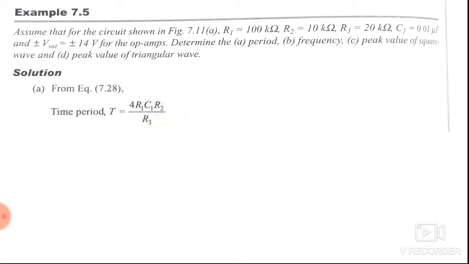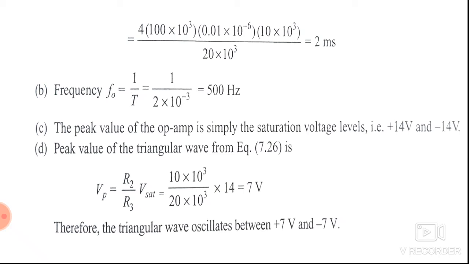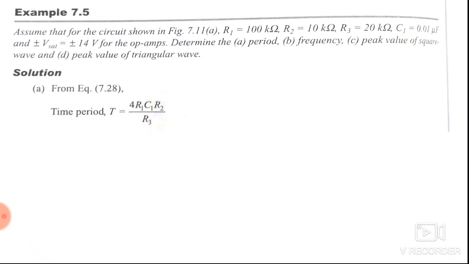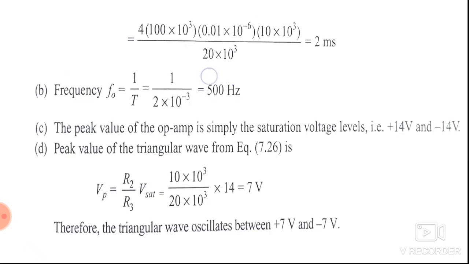So this can be easily calculated, friends, because we have the relation T equal to 4 times R1 C1 R2 upon R3. So now this can be written as 4 times 100 kilo ohm into 0.01 microfarad into 10 kilo ohm divided by the resistance R3, that is 20 kilo ohm here. So this is giving 2 millisecond. So this is the time period. So the output frequency is calculated as f naught equal to 1 upon T, that is 1 upon 2 millisecond, that is 500 hertz. So the output of this triangular wave will be 500 hertz.